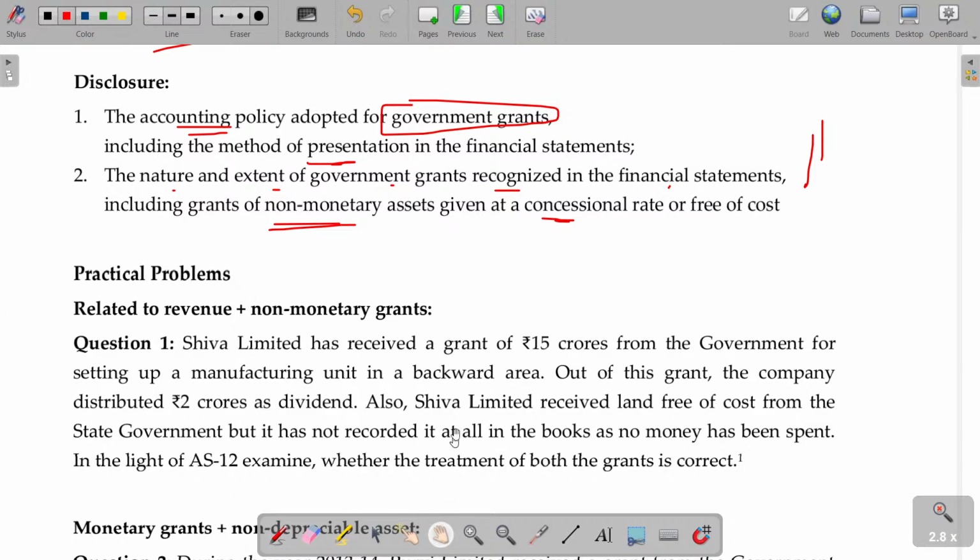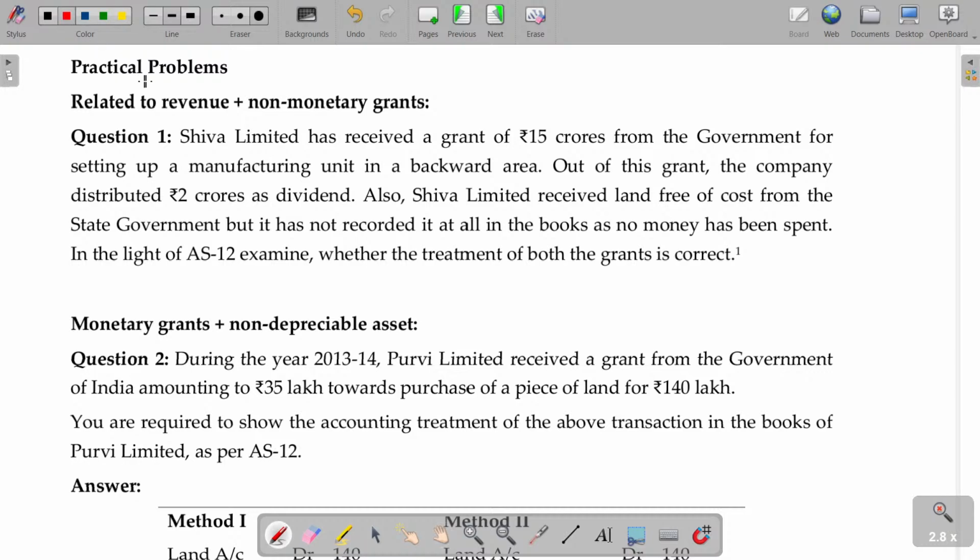Now we'll start with the practical problems related to revenue and non-monetary grants. Shiva Limited has received a grant of 15 crores from the government for setting up a manufacturing unit in a backward area. This grant is for what? To set up the manufacturing unit in the backward area.